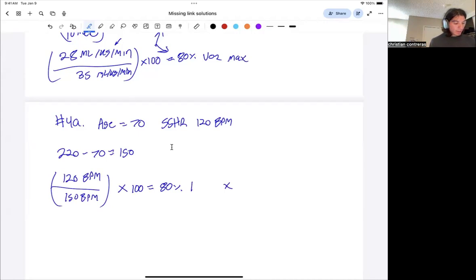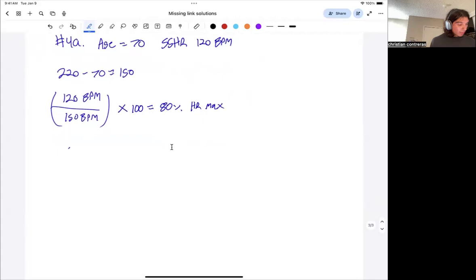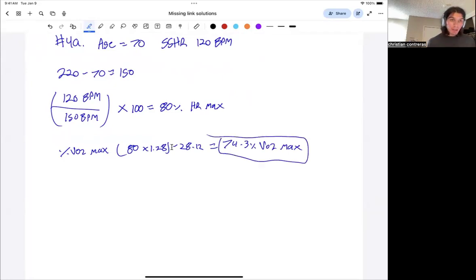Excuse me, 80% of heart rate max. Ignore me. And what are we going to do? We're going to plug that into the formula that we've already calculated. We're going to say percent VO2 max is going to be equal to percent heart rate max, in this case 80, times 1.28 minus 28.12. And if we do that, we see that about 74.3% VO2 max, as he works at about 80% of his max heart rate. Easy peasy.